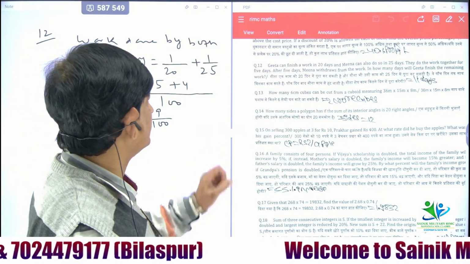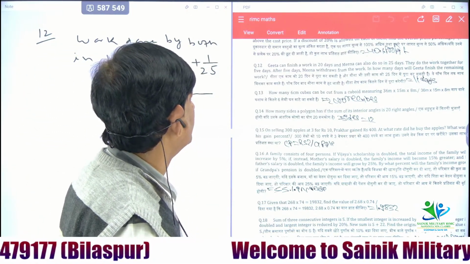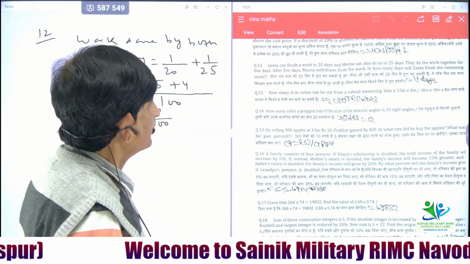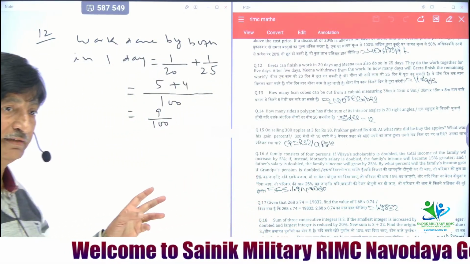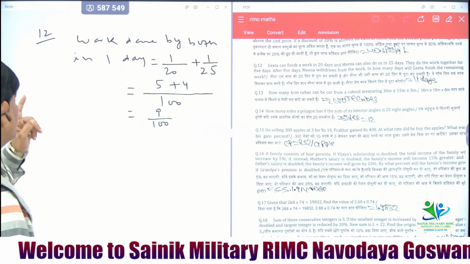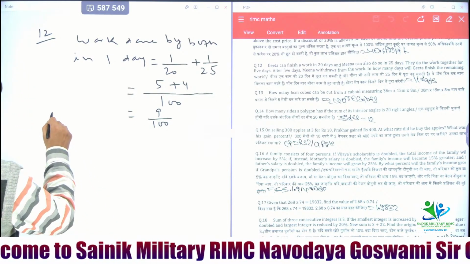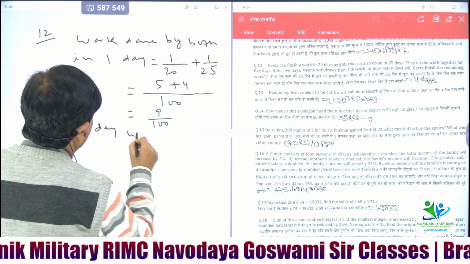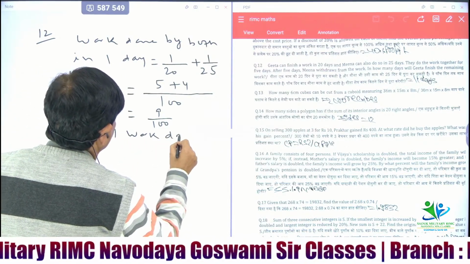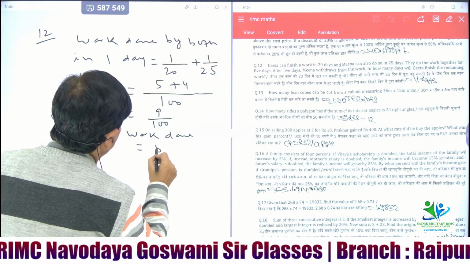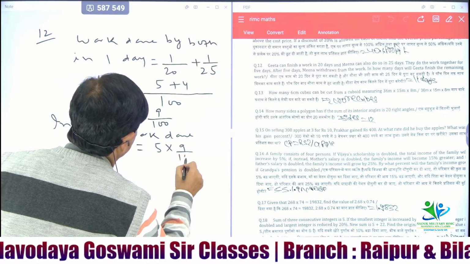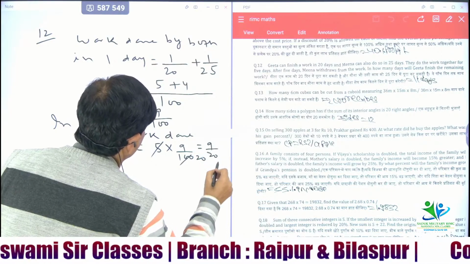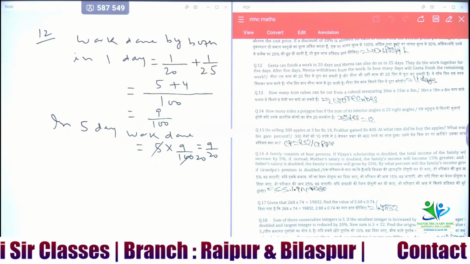But here it is given in the question, after 5 days, Meena withdraw from the work. They do the work together. तो together कितने दिन तक किया? 5 day तक. तो in 5 day, write down, in 5 day, work done is equal to 5 into 9/100. Cancel here, that is 9/20 work. That means 9/20 work is completed.